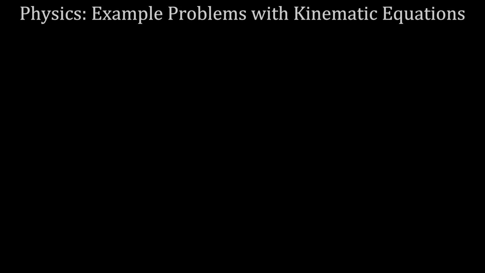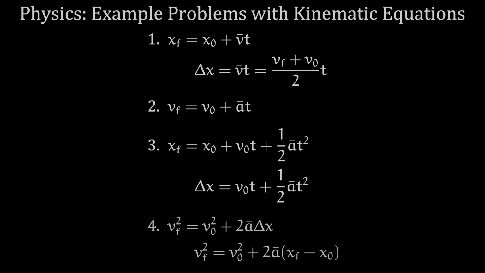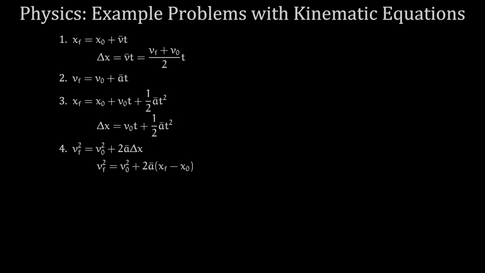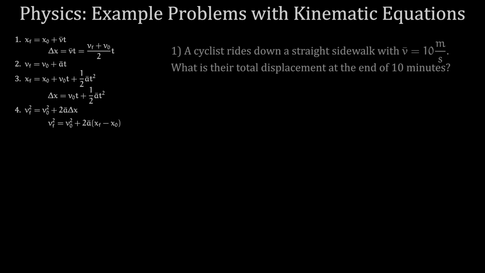Hello there, students. In this video, we're going to use the kinematic equations we derived in the previous episode to solve some example problems. For our first problem, a cyclist rides down a straight sidewalk with an average velocity, v bar, of 10 meters per second, which is about 22 miles per hour. What is their total displacement at the end of 10 minutes?